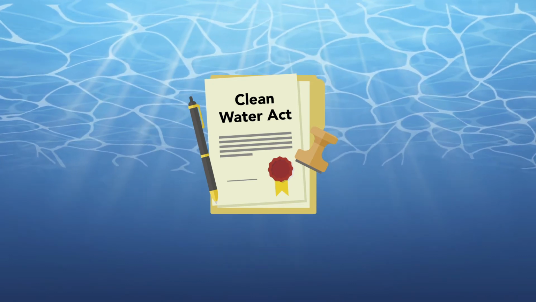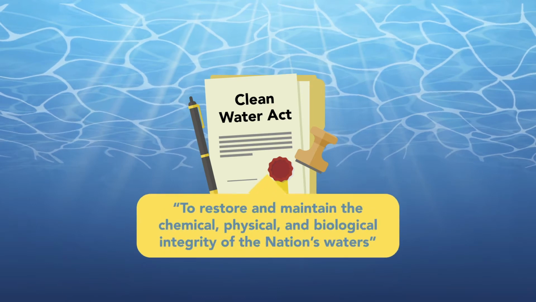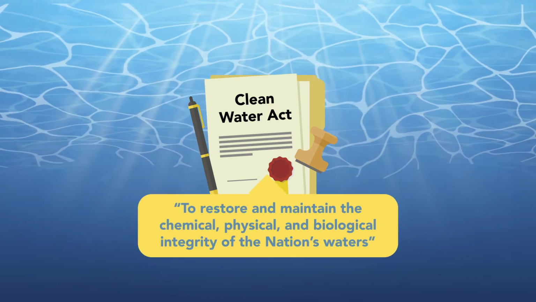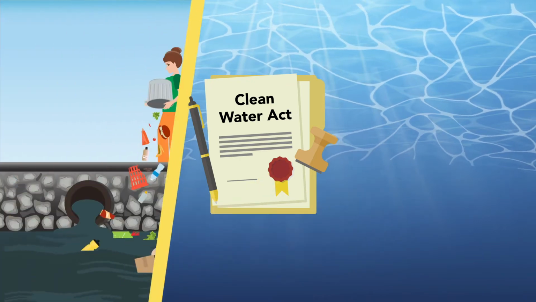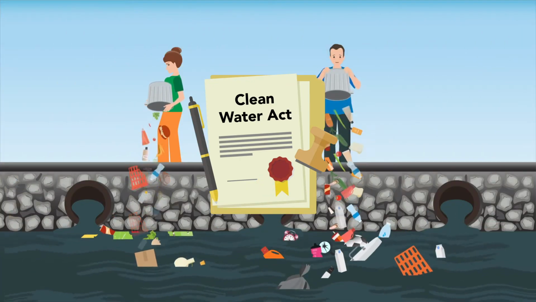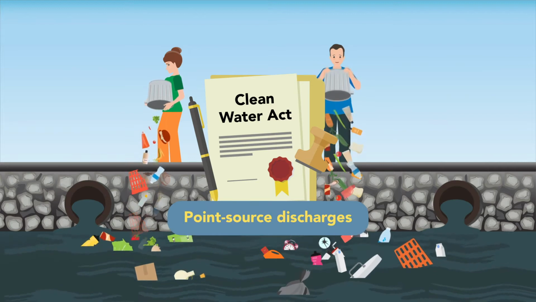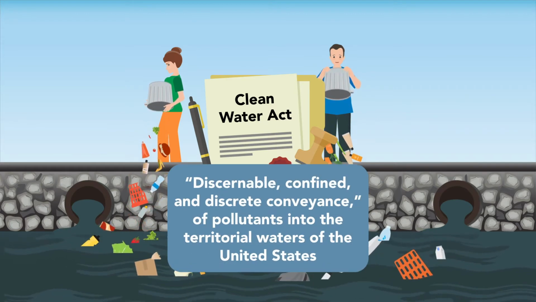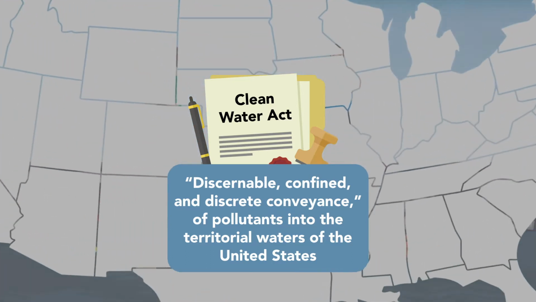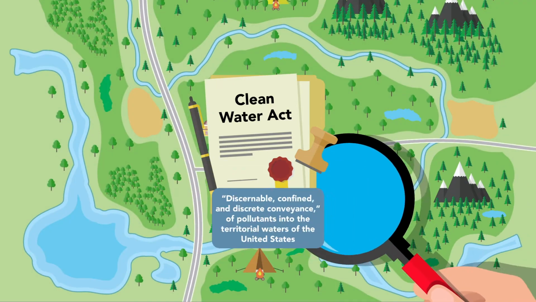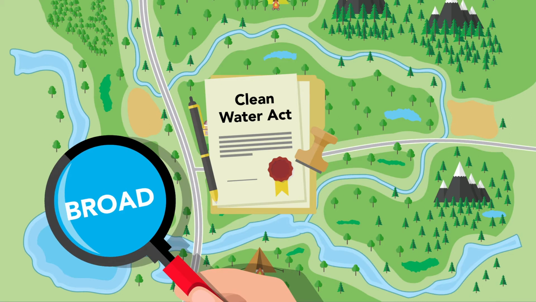The stated objective of the Clean Water Act is to restore and maintain the chemical, physical, and biological integrity of the nation's waters. The Act addresses water pollution by regulating point source discharges or any discernible, confined, and discrete conveyance of pollutants into the territorial waters of the United States. This is an intentionally broad category.